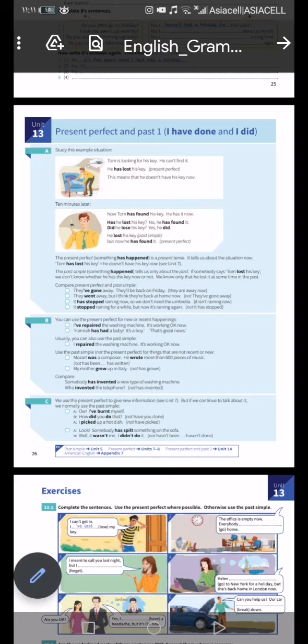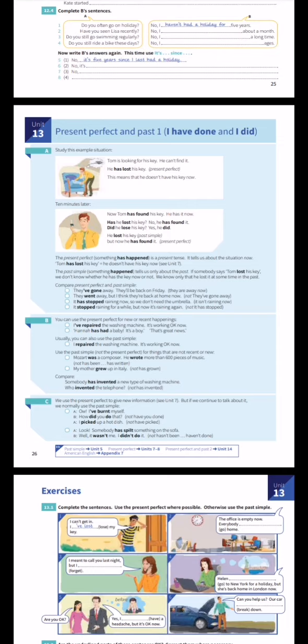Let's go to another example. After an hour of losing the key, or 10 minutes later, Tom has found his key. So since he has found his key, he has it now. So has he lost his key? No, he hasn't. Did he lose it? So when we lost something and we found it, there is no necessity for using the present perfect, because the action has no relation to the present.